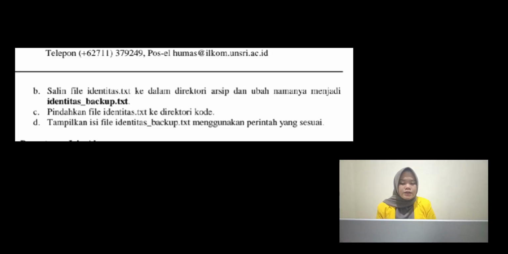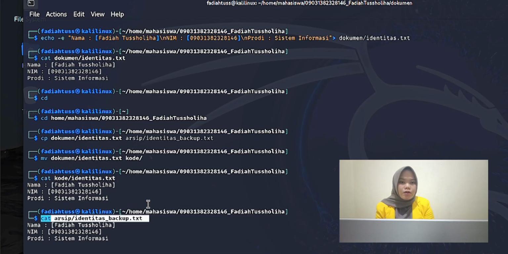Next, at point C, we are asked to display the contents of the identitas_backup.txt file, which is the result of copying identitas.txt into the document directory. This command can also be used to check whether our copy or cp command was successful.